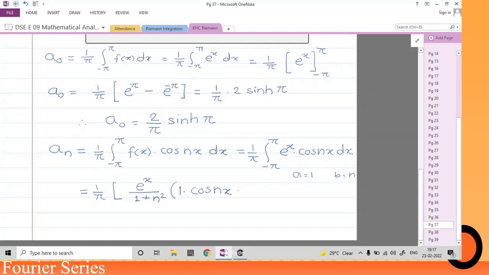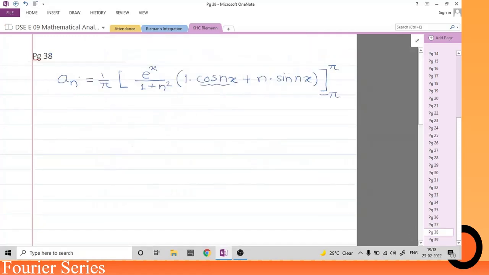For cos, the middle sign is plus, positive. B into, now b is equal to n, so n into, the cos term is over, so obviously here we have to take the sine term, sine nx. This is it. Now we have to apply the lower and upper limit. Well, let me do it. Okay, this is our value of an.